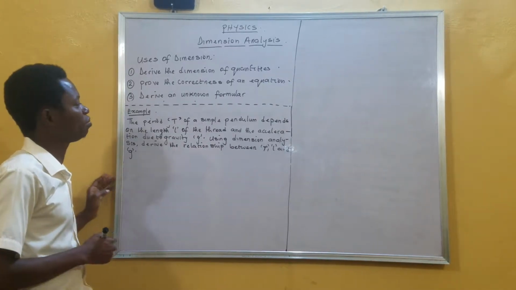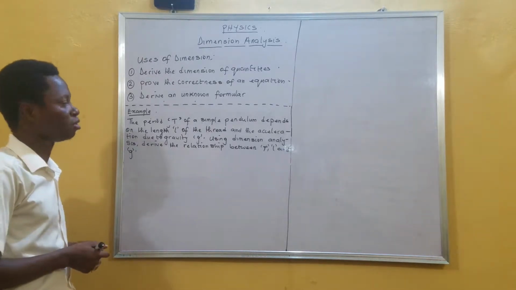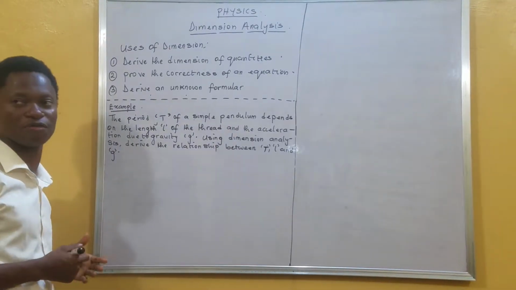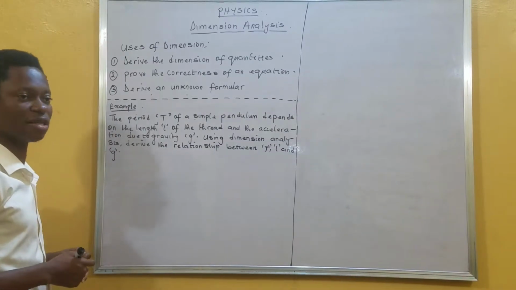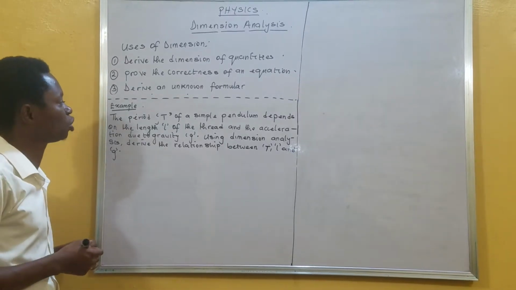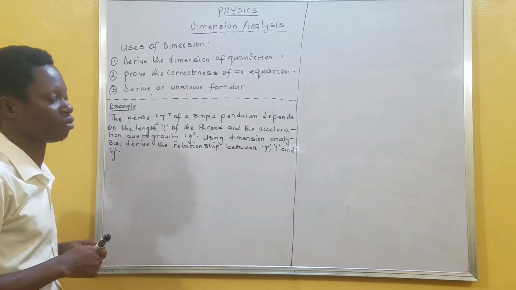Okay, we will be looking at the third application of dimension analysis. We have looked at how we use dimension analysis to derive the dimension of quantities, and we have looked at how we use dimension analysis to prove the correctness of an equation, and here now we want to use dimension analysis to derive an unknown formula.